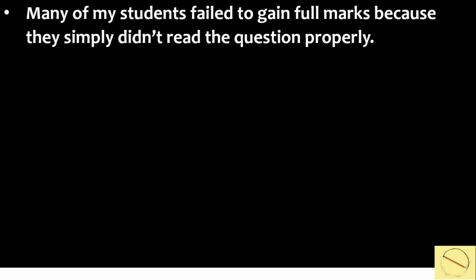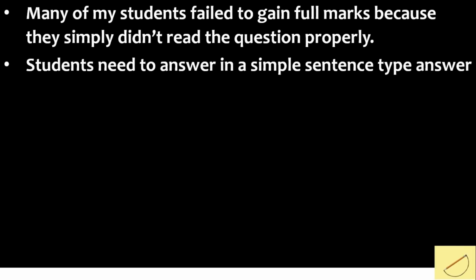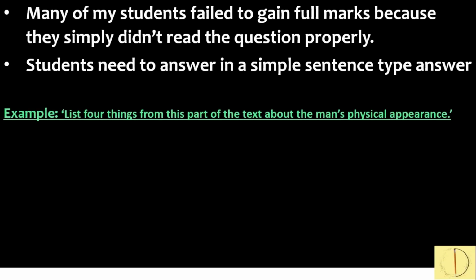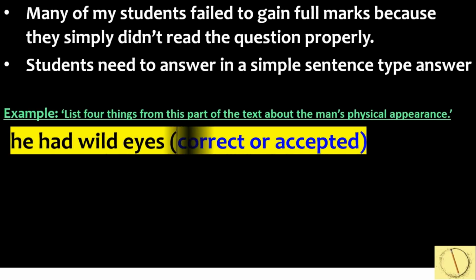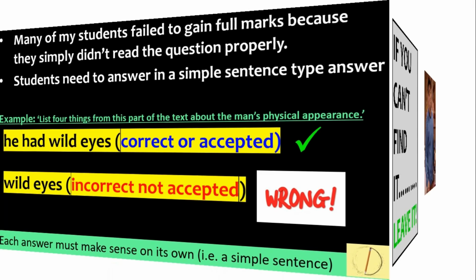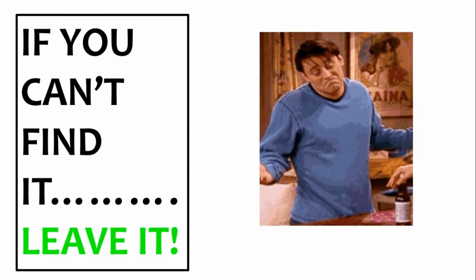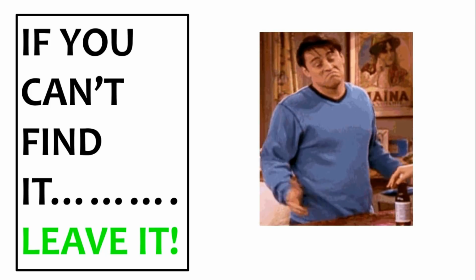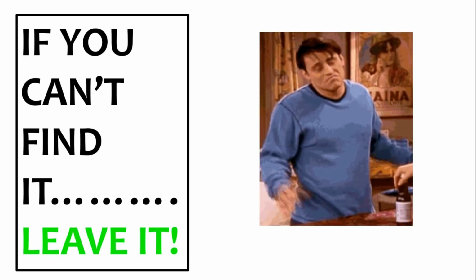Many of the students failed to gain full marks in this question because they simply didn't read the question properly, so that's why you should read twice. Use simple sentences. For example, if the question is about a man's appearance, you'd write he had wild eyes. Don't just put wild eyes because it might not answer the question. If you can't find one of the 1 mark answers, leave it. Don't spend 5 minutes looking for a 1 mark question because it's not worth it. Leave a gap and you can go back to it at the end of the exam if you have a spare minute.